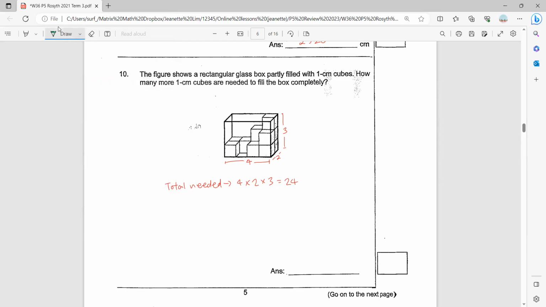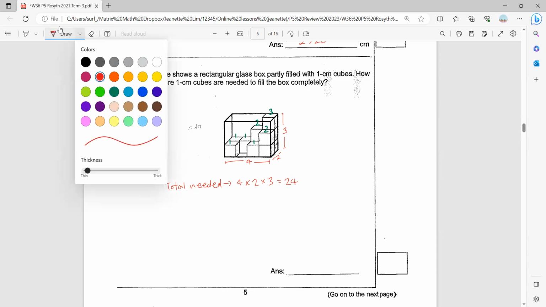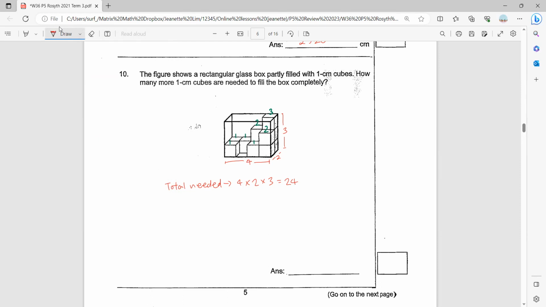So let's count from the tallest one. This is 3. This is 2, 2. Then all the ones, right? 1, 1, 1, 1. So total that we already have will be 3 plus 2 plus 2. 2 columns of 2. Then all the ones, you have 4 ones. So plus 4. This will be 11. So how many more needed? 24 minus 11. Okay, we need 13 more cubes.